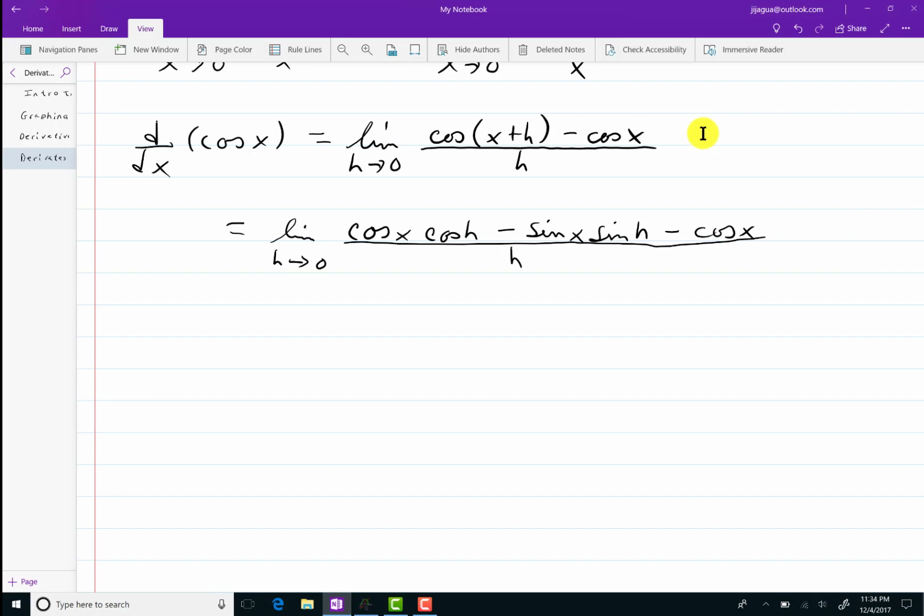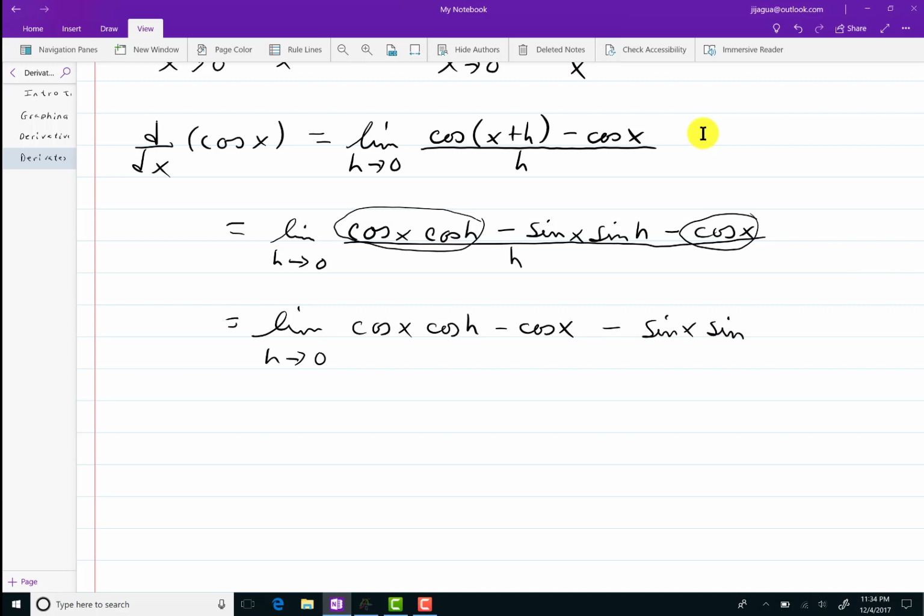Now I'm going to cobble some things together. I notice that there is a cosine of x in the first and last term, so I'm going to put those close to each other. The limit as h goes to 0 of cosine of x times cosine of h, minus cosine of x, minus sine of x times sine of h, and the entire thing is over h.